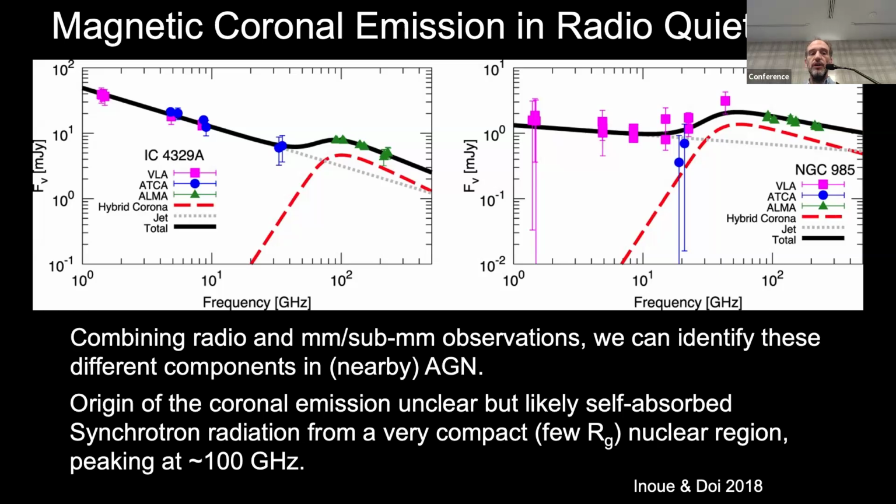Of course, we know radio loud AGNs are very strong emitters at these wavelengths, but what we've been discovering the last few years is that also radio quiet AGN emit at around 100 gigahertz. And this emission, we think, is coming from very, very close to the black hole, from the coronal emission, and it's likely originated by the self-absorbed synchrotron emission from a very compact, again, very few gravitational radii nuclear region, and that is, in principle, directly connected to the black hole accretion.